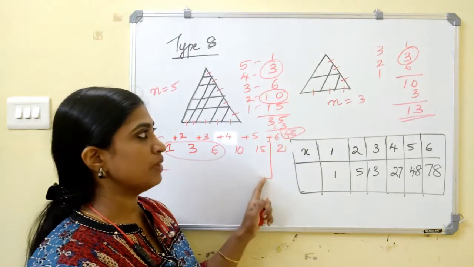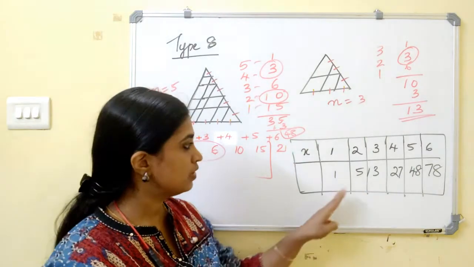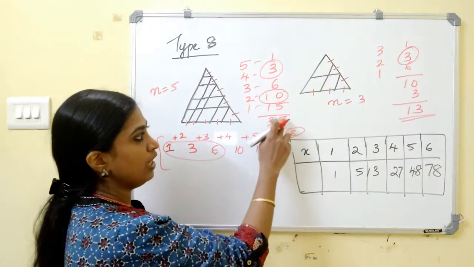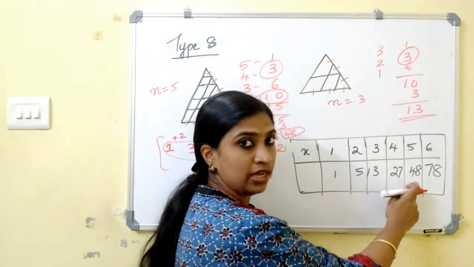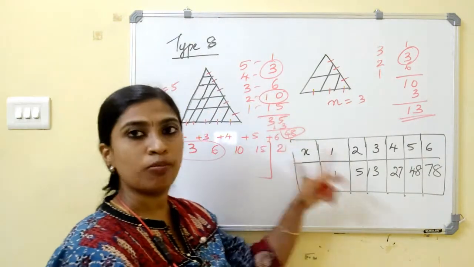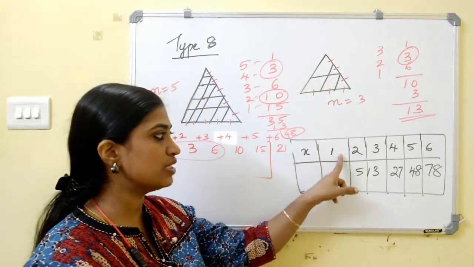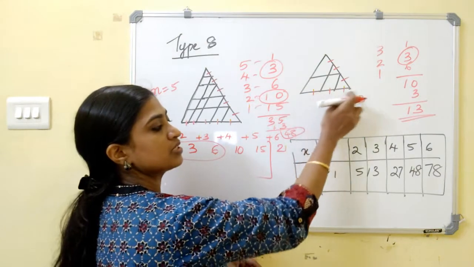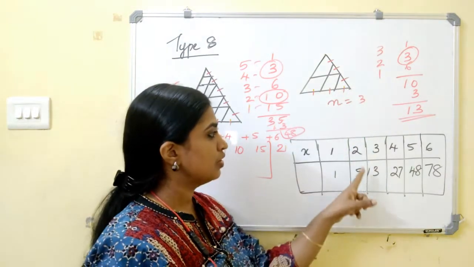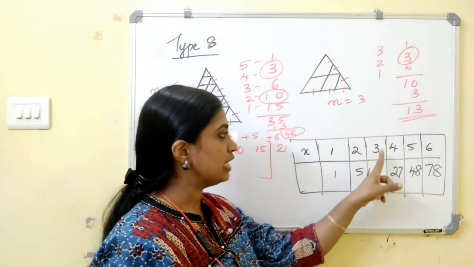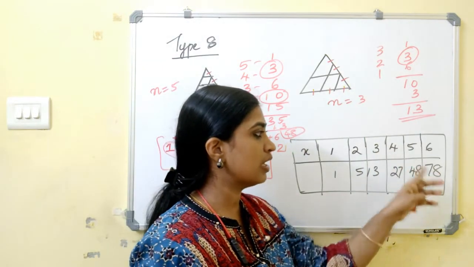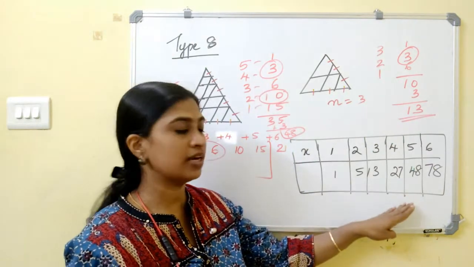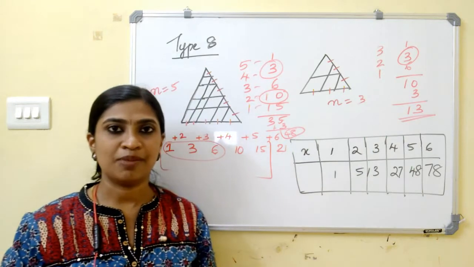By adopting this method, I have formed a table. So when n is equal to 3, the number of triangles is 13. When n is equal to 5, the number of triangles is 48. You can either follow this method or memorize this table. If the value of n, the number of partitions, is 1, the number of triangles is 1. If n is 2, the number of triangles is 5. n is 3, it is 13. n is 4, 27, and so on. So you can adopt either this method or memorize this table to find the number of triangles in this figure.